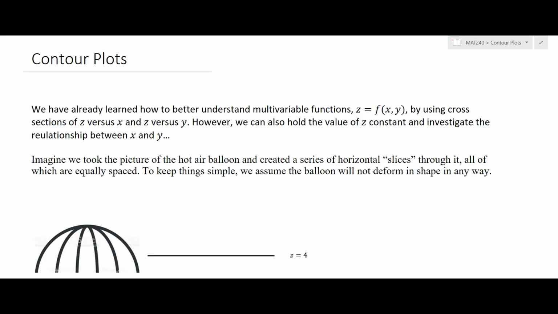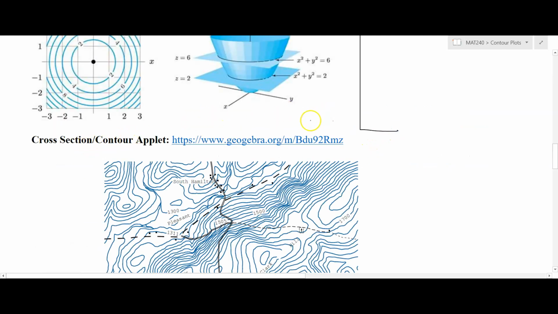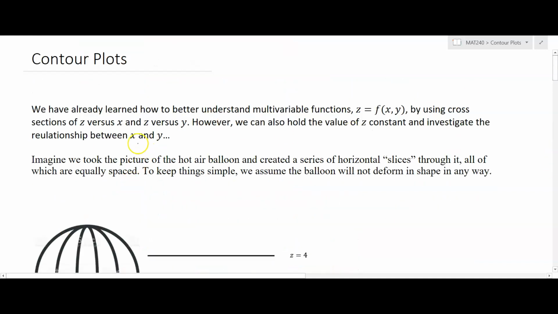However, since we have three variables, it seems reasonable that we could say, well, instead of holding x constant or y constant, what if we wanted to hold z constant instead and be able to visualize the corresponding relationship between x and y? So if that's of interest to us, let's first start off by taking a look at a picture of the following hot air balloon.